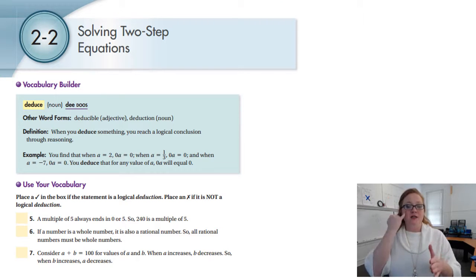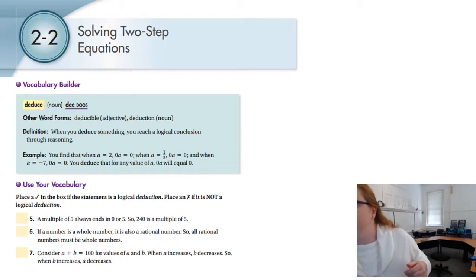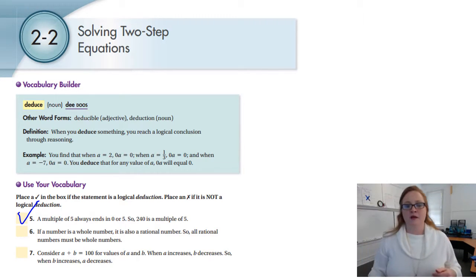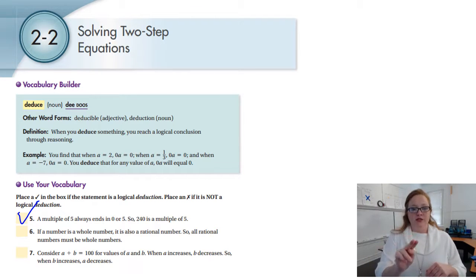Put a check in the box if the statement is a logical deduction. Put an X if it is not a logical deduction. Number 5. A multiple of 5 always ends in 0 or 5. So 240 is a multiple of 5. Number 5 is a logical deduction.